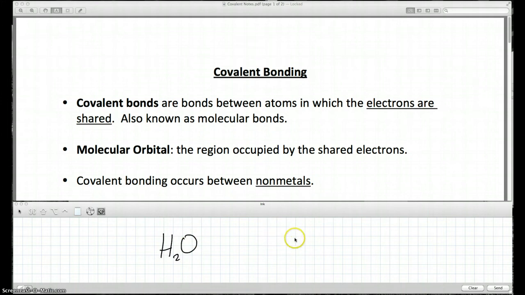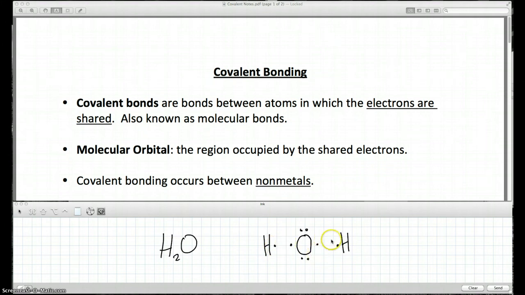H2O, two H's, one O. And if I draw the dot structures for these three atoms, I draw this a little differently than normal. Oxygen has 6 dots. Remember that from a few chapters ago. Hydrogen has 1 dot. And I'll draw another hydrogen over here because H2O has 2 hydrogens.